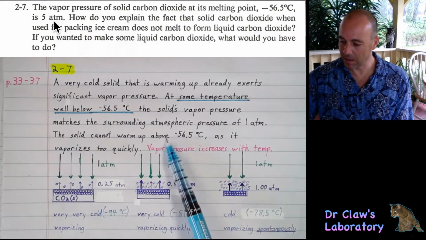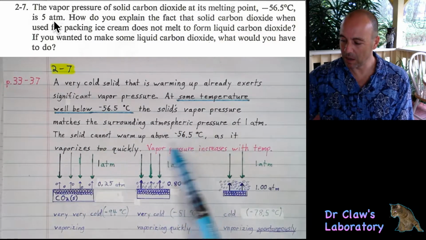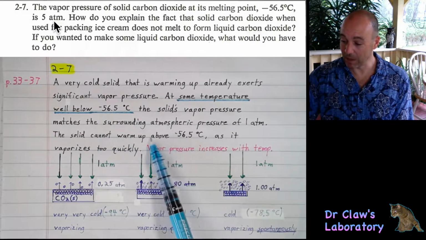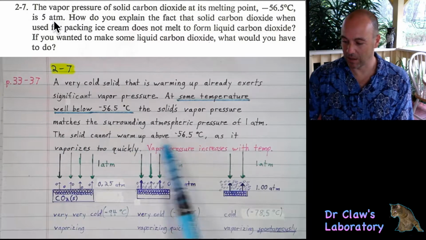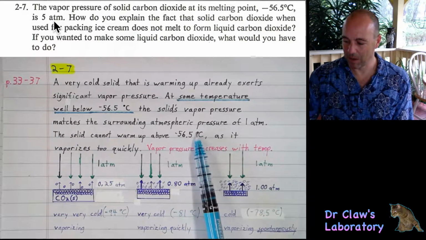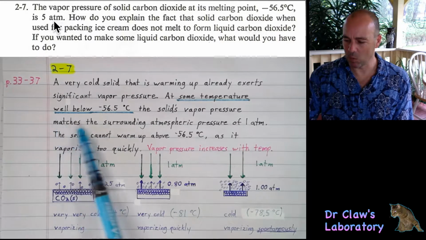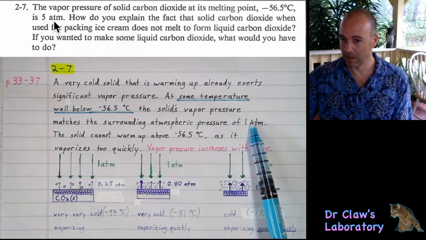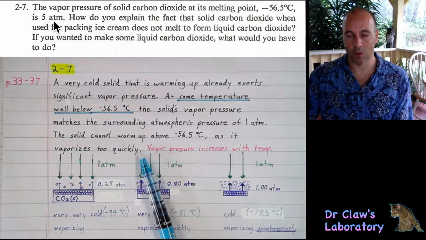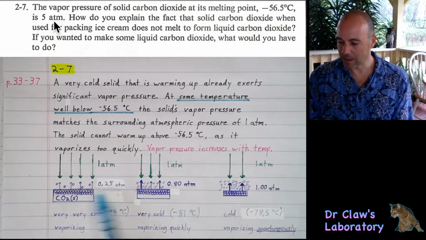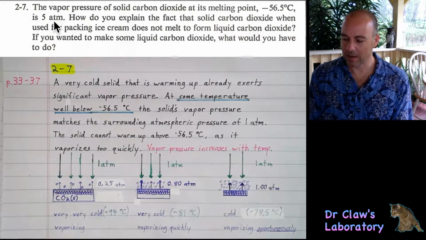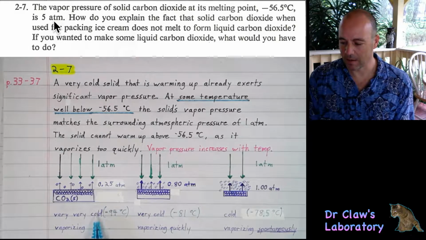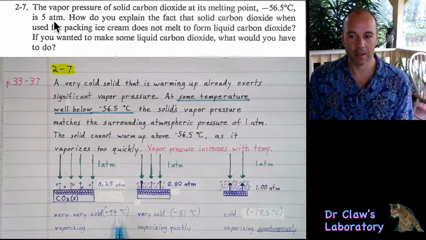In fact, the solid can't even warm up above the temperature at which its vapor pressure is 1 atmosphere. It's not even going to be able to reach this temperature. That's actually kind of a typo. The solid's not going to be able to even warm up above the temperature where its vapor pressure matches 1 atmosphere, because it would be vaporizing too quickly as it warmed up. Let's think about how this happens. Suppose you've got a very cold solid piece of carbon dioxide, which is at negative 94 degrees Celsius.